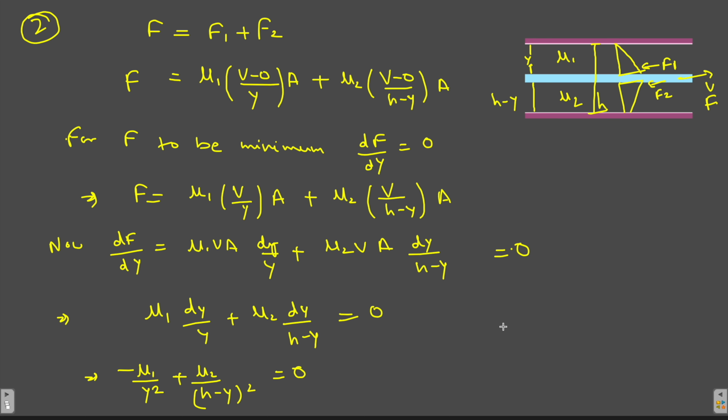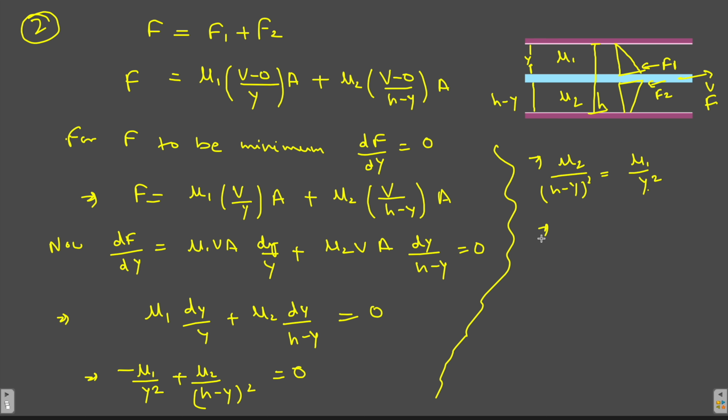So let's solve this one. We'll take one term to the other side of the equation. Or you can write it as mu2 by h minus y whole square is equal to mu1 by y square. Now you can write it as mu2 by mu1 is equal to h minus y by y, whole square.